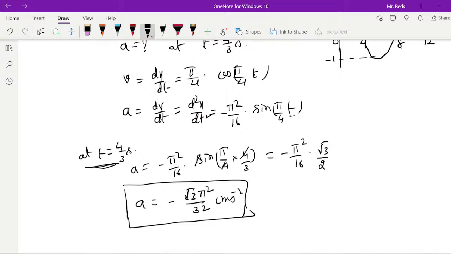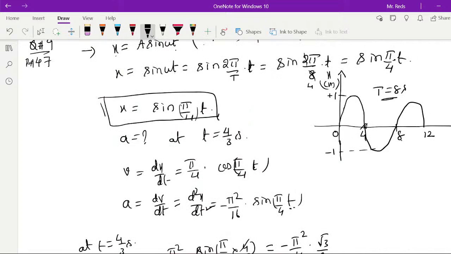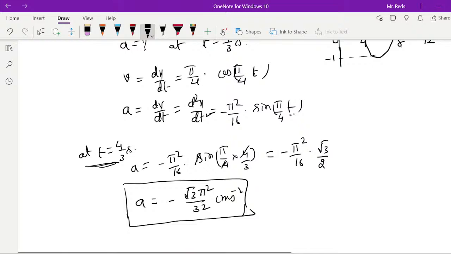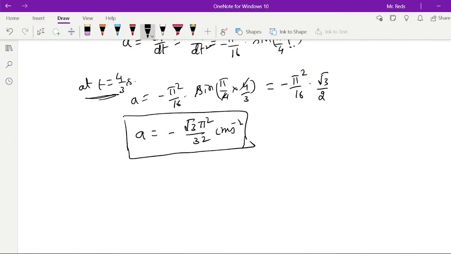In the graph, it is mentioned that x is in centimeters. So the unit of the final acceleration should be centimeter per second square. If it were in meters, then it should be meter per second square. That also should be taken care of. Okay. Yes, that's it.